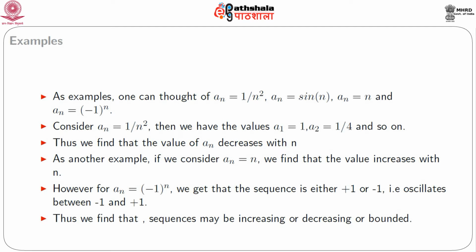As an example, one can think of 1 by n square, or sin n, or n, or minus 1 to the power n. So consider 1 by n square. Then we have the values a1 equal to 1, a2 equal to 1 by 4, a3 equal to 1 by 9 and so on. Thus, we find that the value of a_n decreases with n. As another example, if we consider n, we find that the value increases with n. However, for minus 1 to the power n, we get that the sequence is either plus 1 or minus 1. That is, the sequence oscillates between minus 1 and plus 1. Thus, we find that sequences may be increasing or decreasing or bounded.